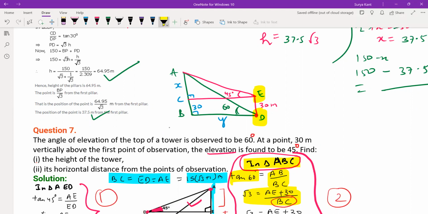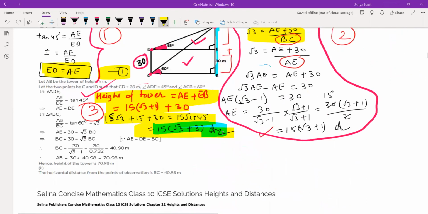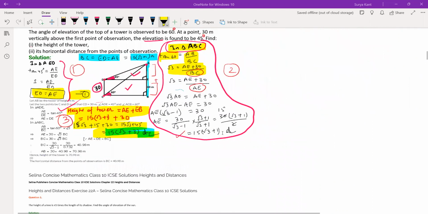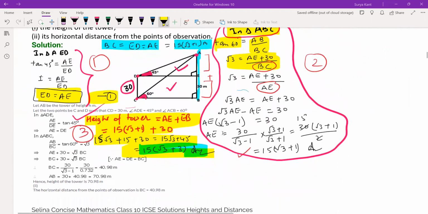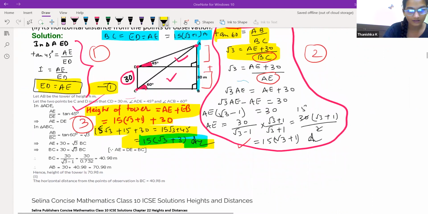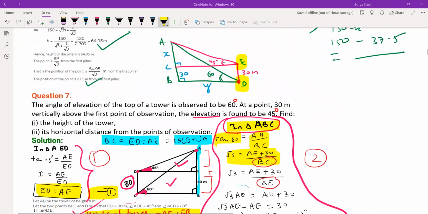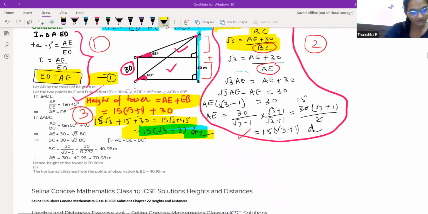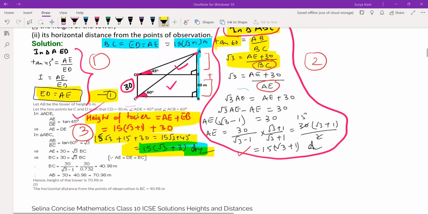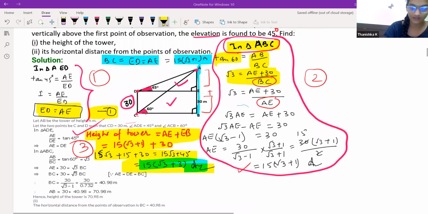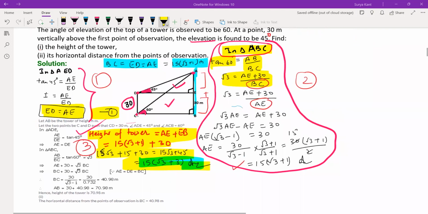I got one answer right now. Yeah, Tanishka has written. Let me check. First answer you got, Tanishka? Yes. You got 15 into 3 plus root 3. Sir, I got 30. You're not cancelled. Root 3 minus 1. Sir, I'll check. Okay.